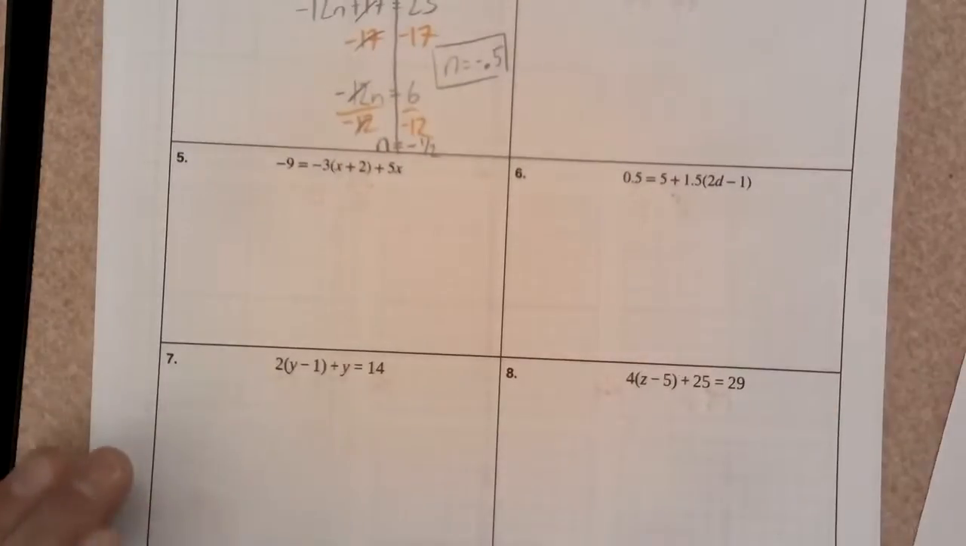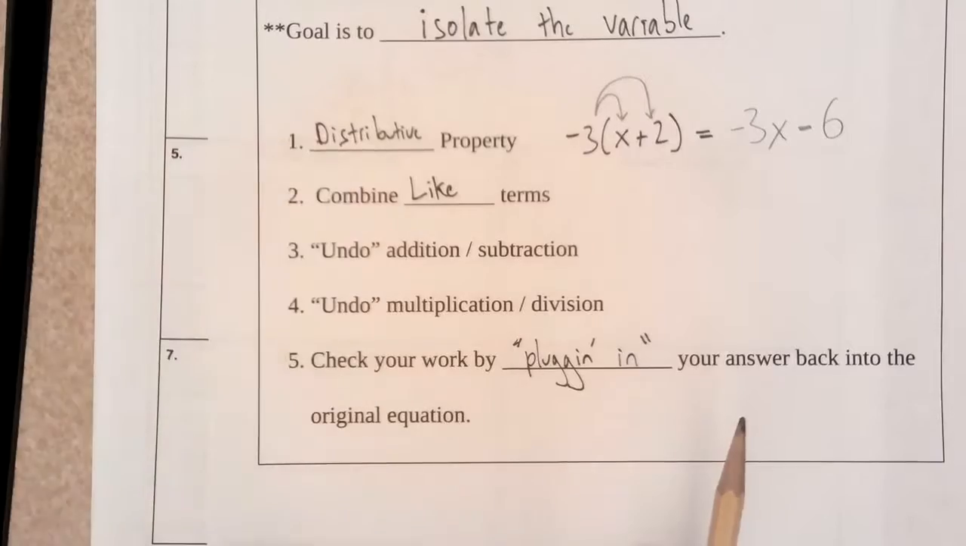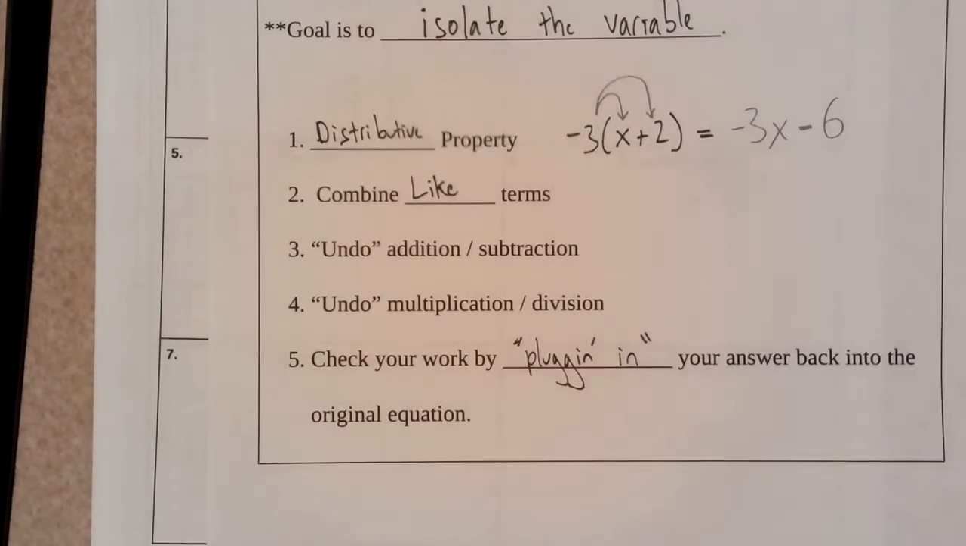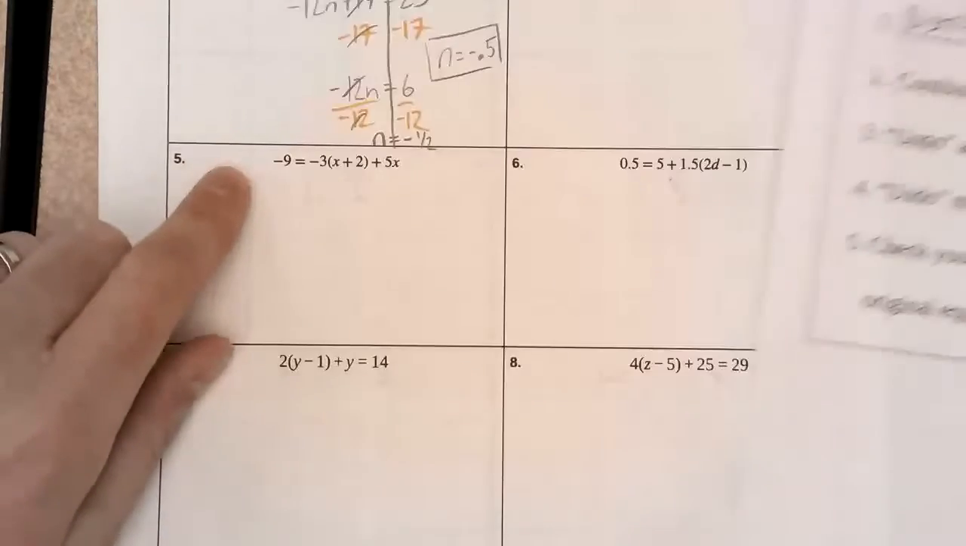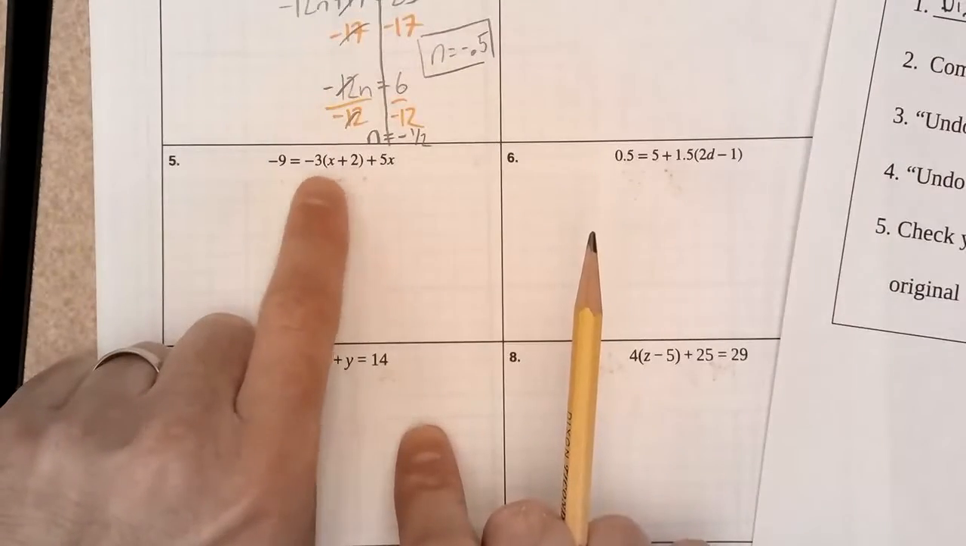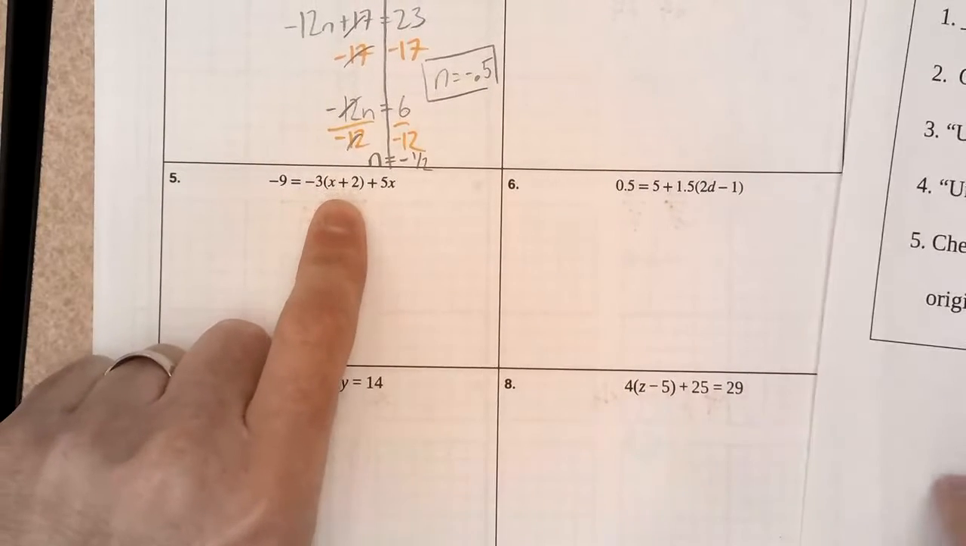Okay, team, still doing multi-step equations. I have this list of steps to help me when I'm not sure how to start. I'm going to follow my list of steps. Step 1 says distributive property. Now, since there is a set of parentheses out here, I know that I have to use the distributive property.